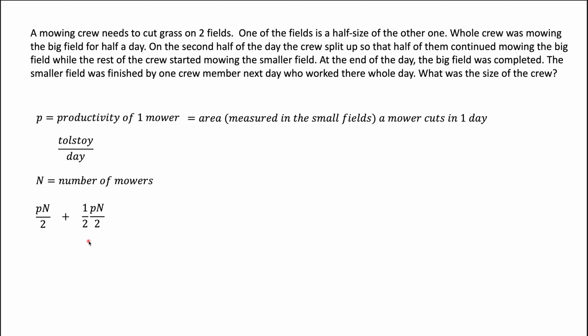And at the end of the day, they cut the area of the big field, which is 2 small fields, or 2 Tolstoy. We got one equation for us, but we have 2 unknowns. We don't know P, we don't know N. We need the second equation.